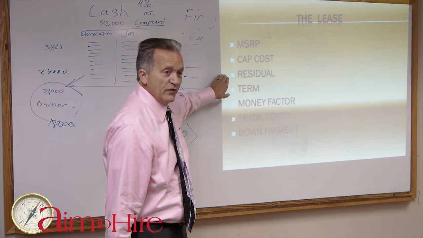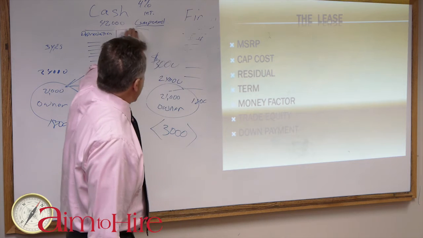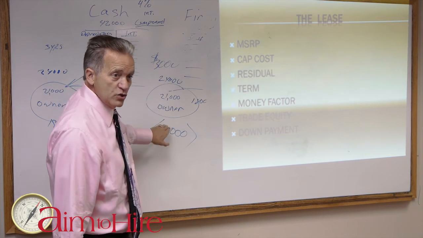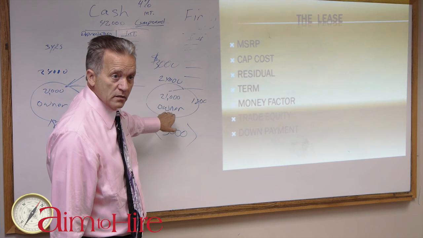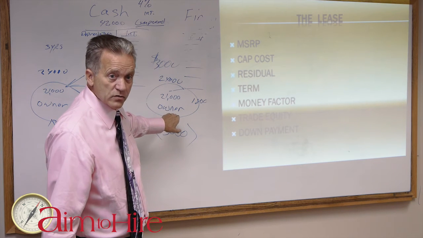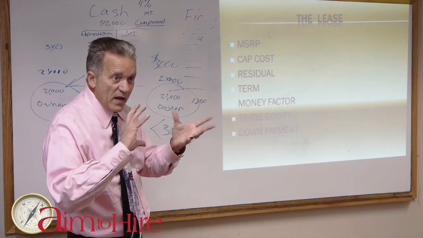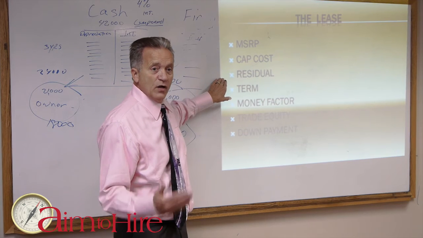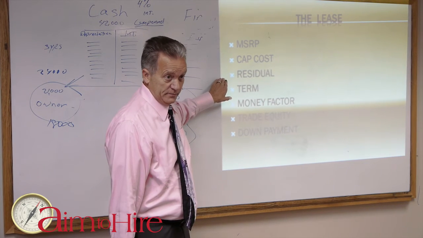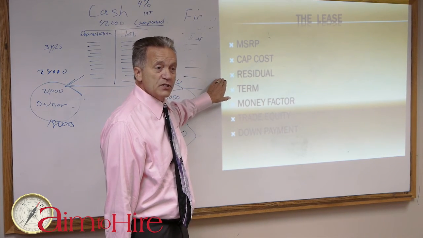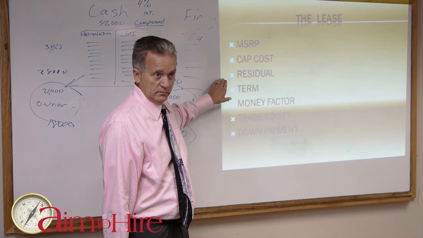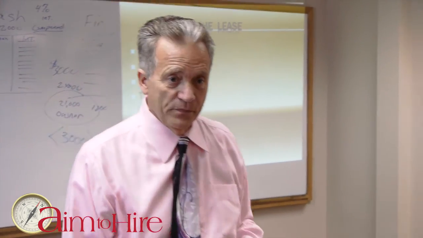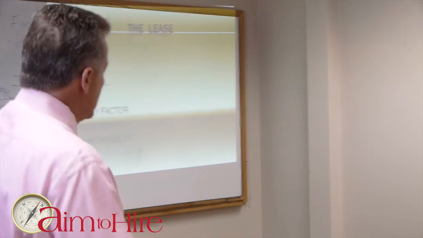So if the residual is 50%, the cap cost was $42,000, the residual in dollars is going to be what? $21,000. So kind of keep that relationship. What if I changed the residual and said it was 60%? That would be 60% of what? $42,000. Of cap cost. Exactly. Are you following me? Following. Boy, you are sharp, I'm telling you. You guys are all sharp.